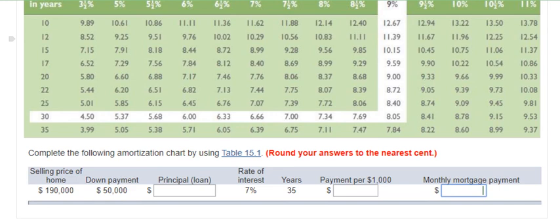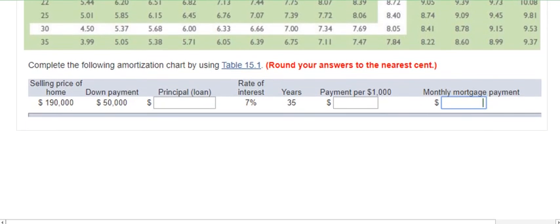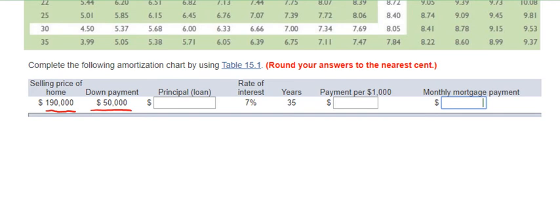And we know that the selling price of the home is $190,000. So we know that we want to know what the principal is. To figure out the principal, we would take the selling price of our home, and then our down payment. Usually they'll tell you a certain percentage. You just have to find out what percentage that is.